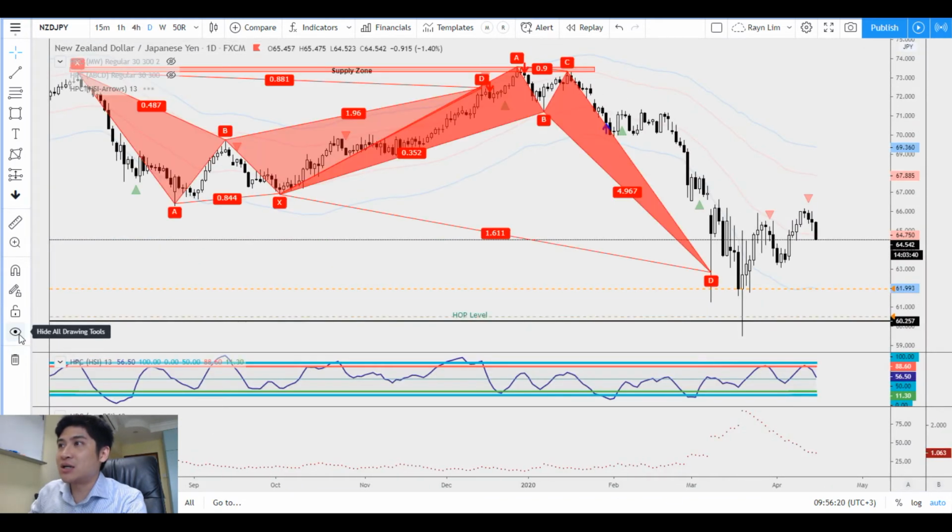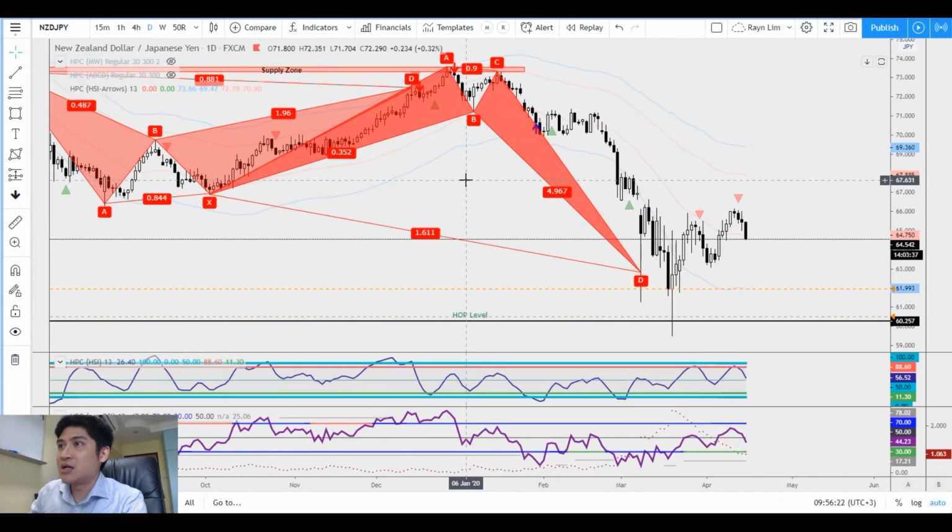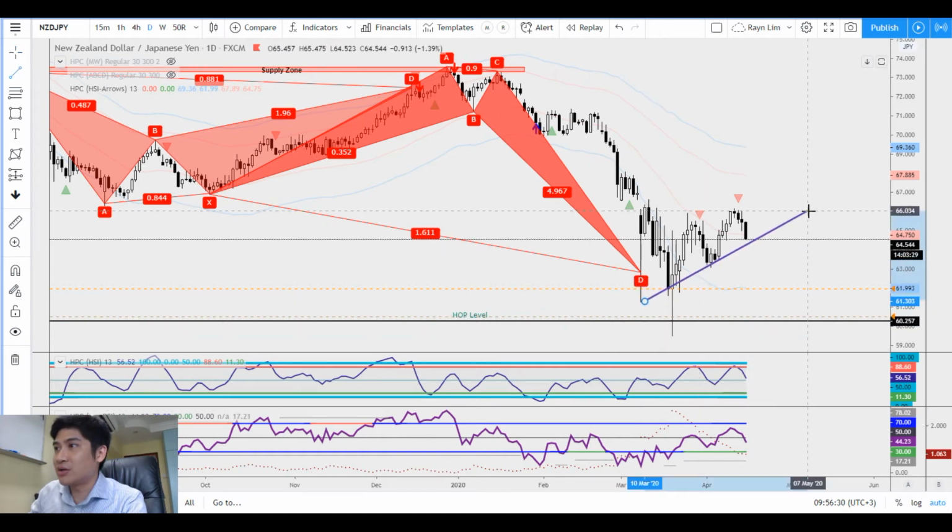Alright, on the daily chart, this is the bullish crab pattern. Traders who have engaged it at the hop level, wonderful. If you have not, well, it's fine, just wait. So this is the level that I'm talking about.